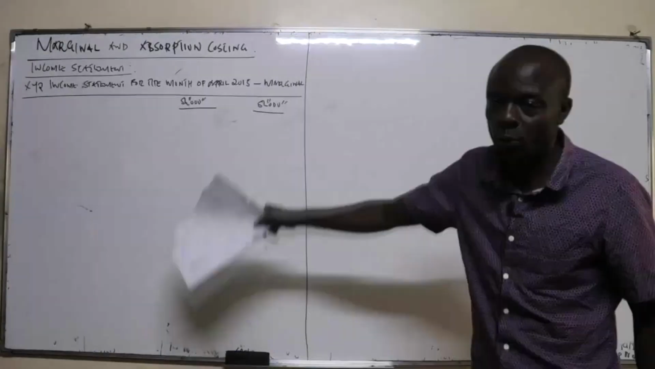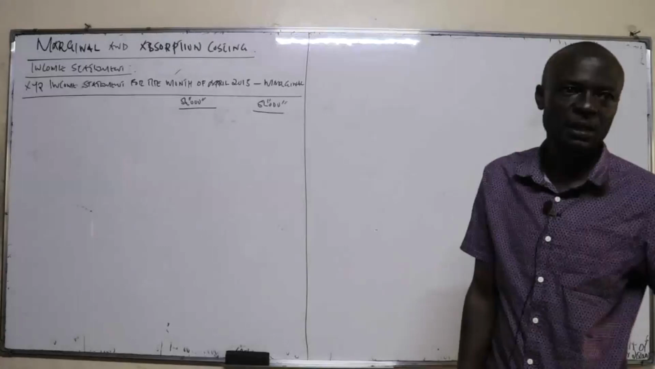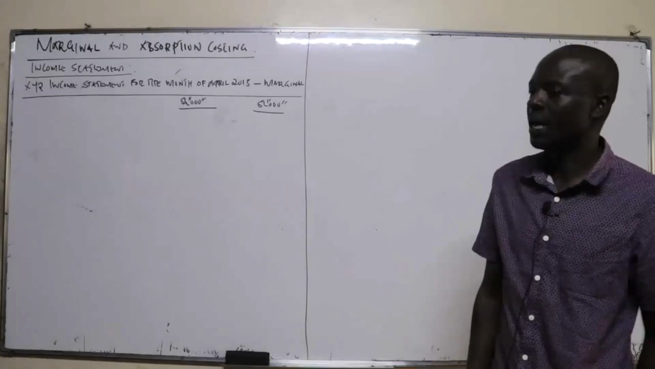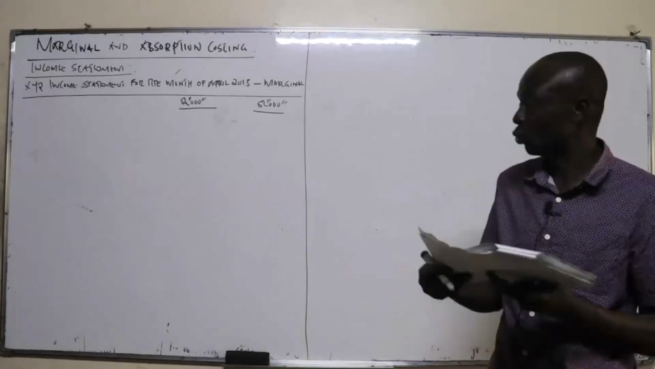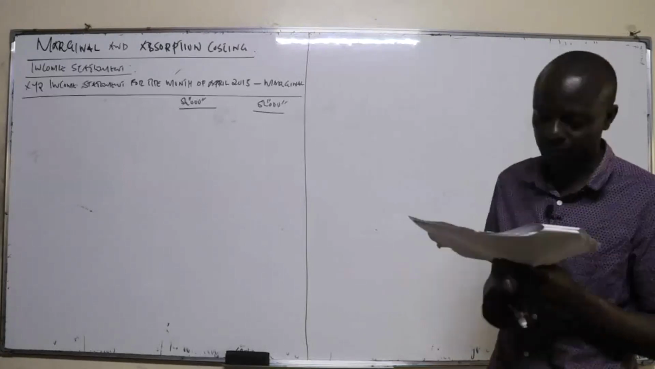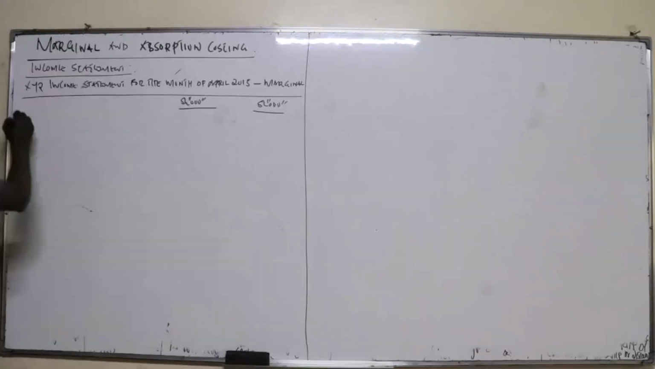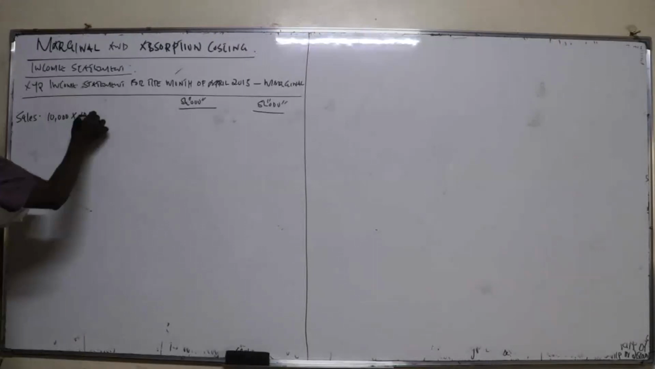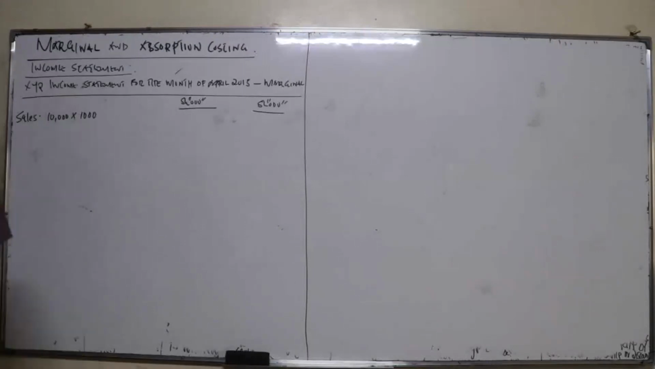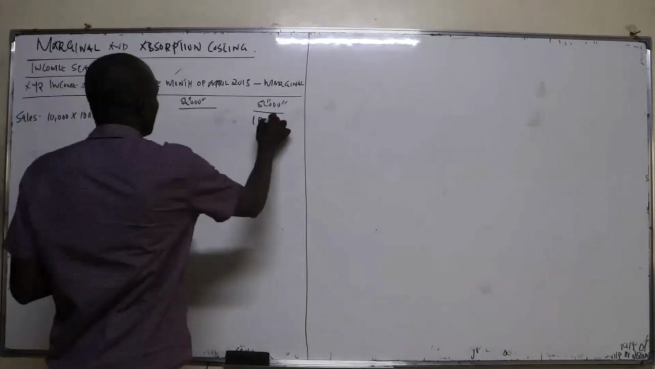So the format we're going to be using, and we are going to learn how to make the statement under marginal costing. So we'll take the sales value. Production was 12,000 units and they sold 10,000 units. So it is going to be 10,000 units, and then each unit is sold at 1,000. So that one will be 10 million, isn't it? So now our sales here is 10,000. It is in thousands.